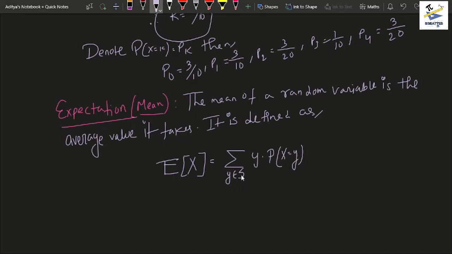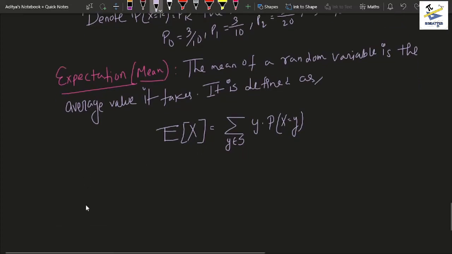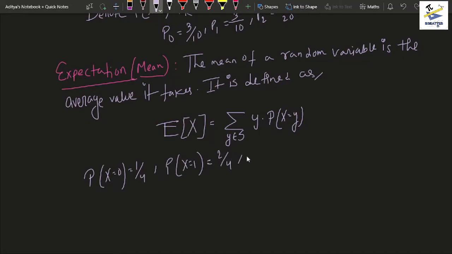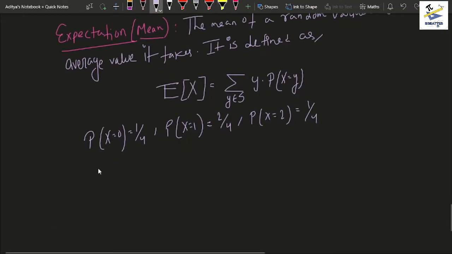and add all of them up. For an example, let us take the coin tossing example where we had probability of x equals 0 as 1 by 4, probability of x equals 1 as 2 by 4, and probability of x equals 2 as 1 by 4, right? So this was the given probability distribution for tossing a coin 2 times simultaneously.